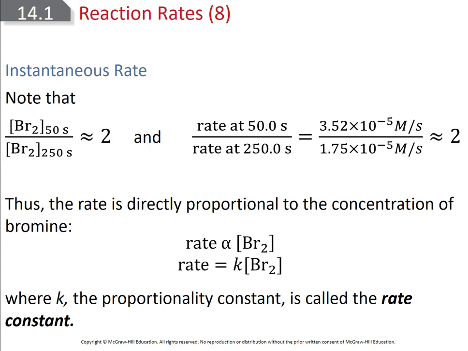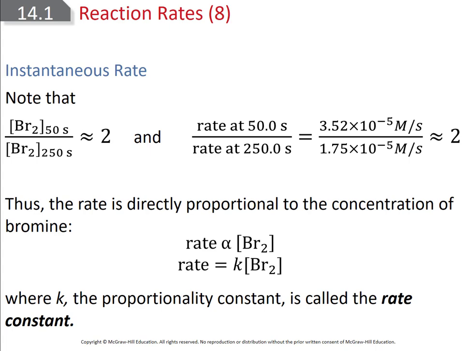Now in this case, I'm looking at a simple equation that just has one reactant. Later we'll see what happens if you have more than one reactant. But in this case, we have just one reactant, looking at its effect on the concentration. So this is a simple rate law. Rate is equal to k, the rate constant, times [Br2].